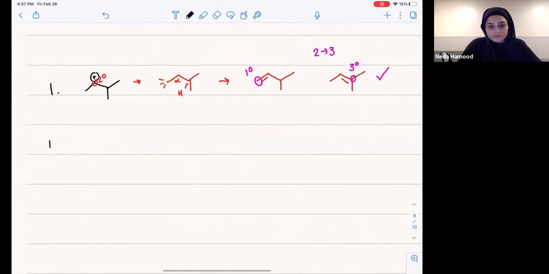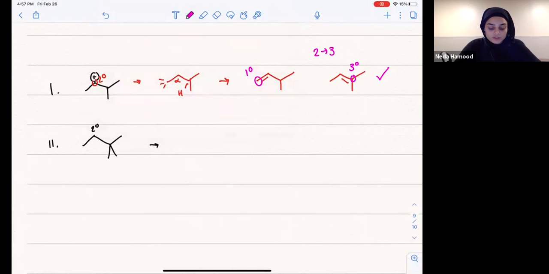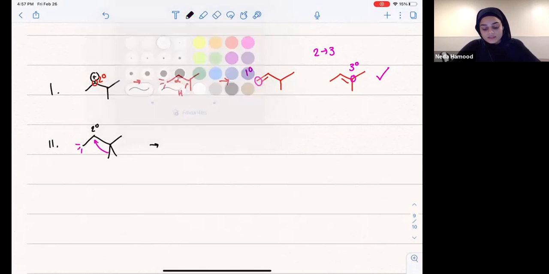For 2, we have this, and we have a secondary. From this, we can do a methyl shift. There are hydrogens over here, but something we can do is a methyl shift, giving us this.